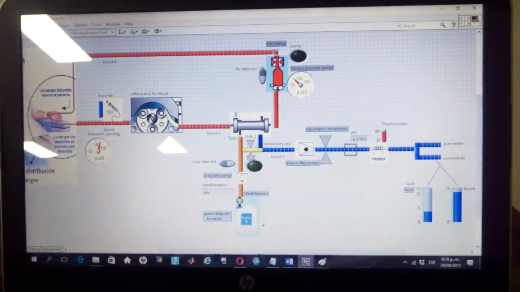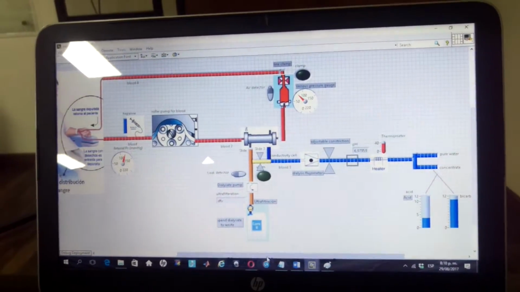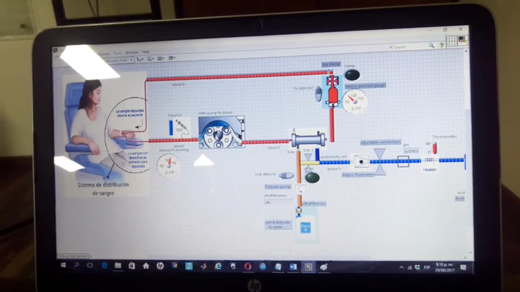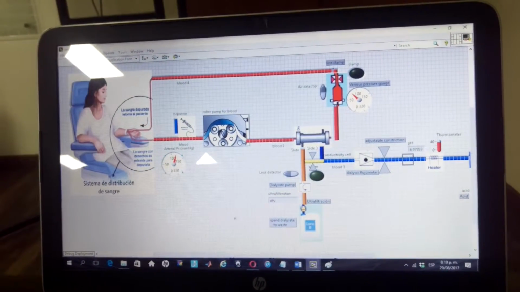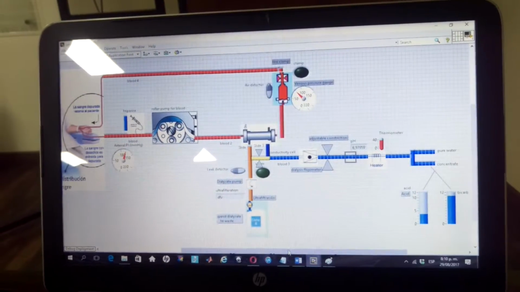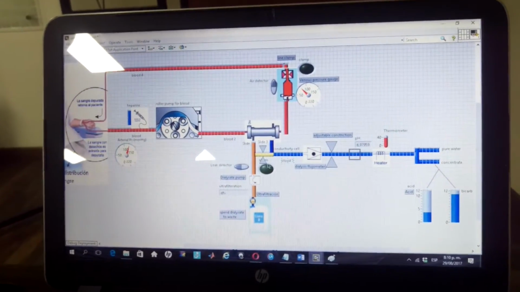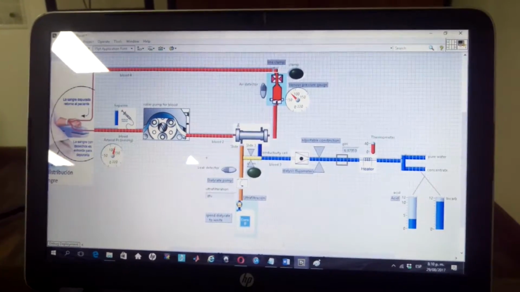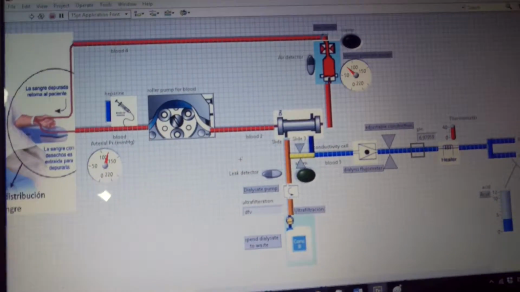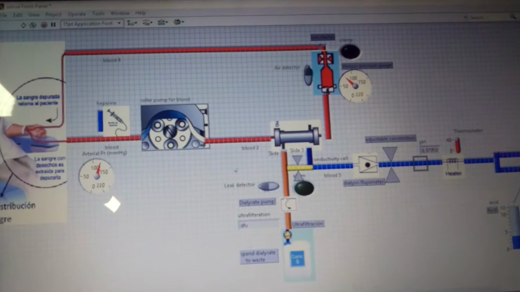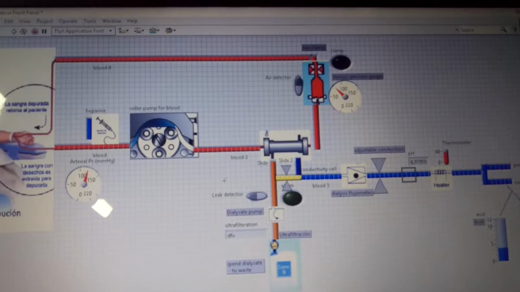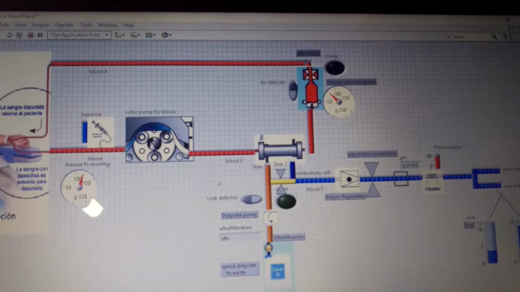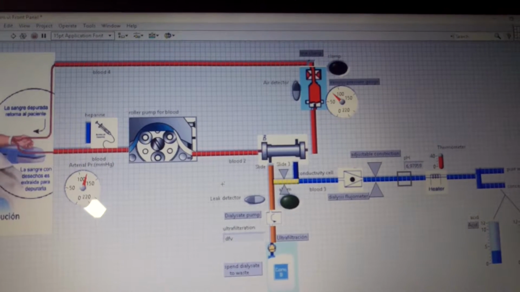Okay, this is the simulator for a hemodialysis machine in which we can find the patient circuit, the circuit for blood, that is red, the circuit for water, that is blue, and the circuit for waste, that is orange. The patient circuit. This part of the circuit consists of a system of protection of the patient. This can be identified by the red colors.